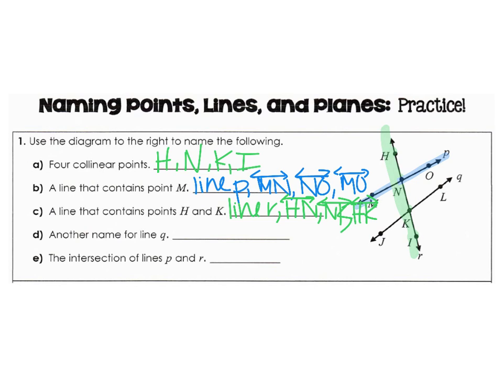Now another name for line Q, which is this line right here. We can call it line JK. We can call it line KL. We can call it line JL. All of these would be correct names, other names for line Q. And last but not least, the intersection of lines P and R. So line P and line R, they intersect at point N. All right, so we can just use a capital N for that.